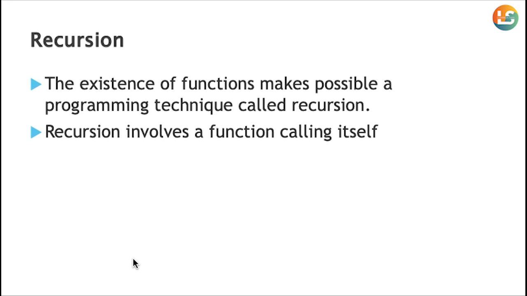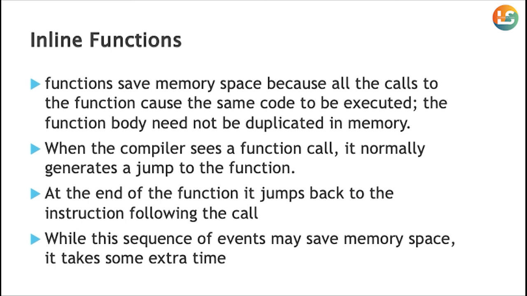The last main thing we need to cover in functions is inline functions. Functions save memory space because all the calls to the function cause the same code to be executed; the function body does not need to be duplicated in memory. When the compiler sees a function call, it normally generates a jump to the function. At the end of the function, it jumps back to the instruction following the call. While this sequence of events may save memory space, it takes some extra time.